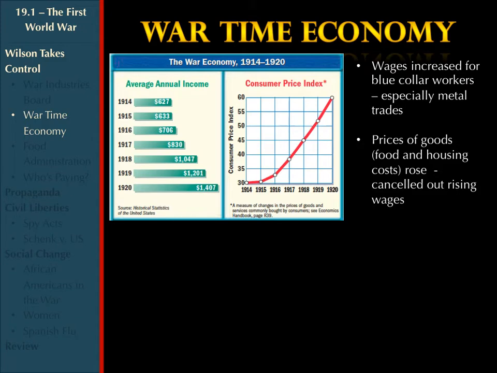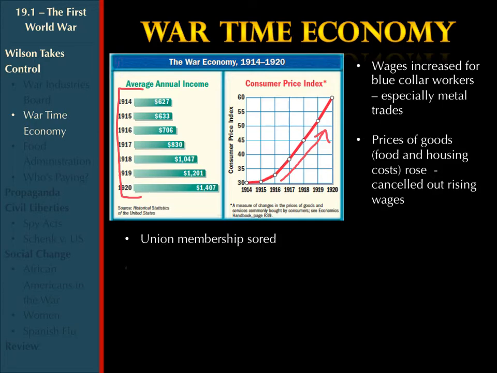So at this time right here, you can see the average income is soaring because there is increased production. The prices of things are going up, which is why there's an increase in the consumer price index here. Things are becoming more expensive. But that's okay at this time because there's more money going around. Wages increased, especially for blue-collar workers who are working in metal trades like shipbuilding. Prices of food and housing rose. And like I said last time, this was canceling out the wage increases. The only problem was if you didn't have a huge enough increase that was proportional to the rise in cost of goods, then you could be at a disadvantage.